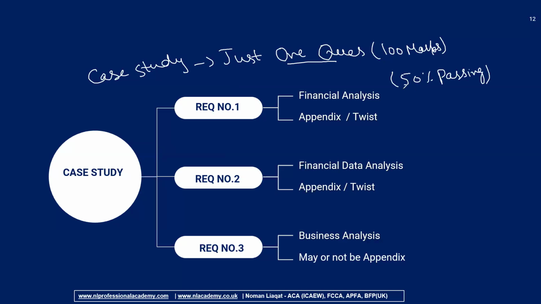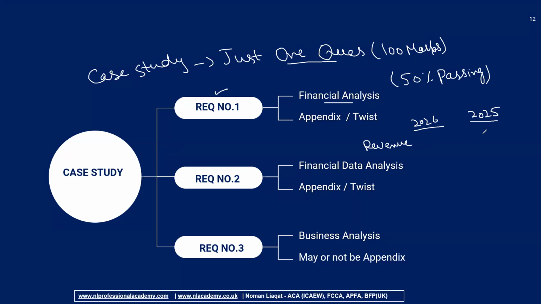So what would be the question requirement? Next point is, what would be the requirements of that question? There are 3 major requirements of the question. First of all, requirement number 1. In requirement number 1, we have financial analysis. Financial analysis means we have to analyze the management accounts. Like for example, in 2025 and 2026, we have 2 years. Let's suppose we are talking about revenue.